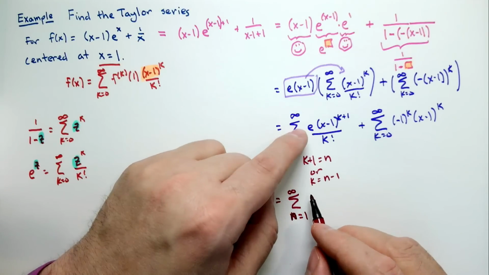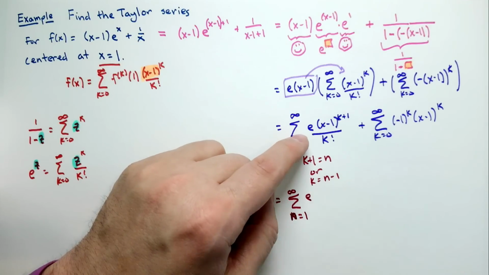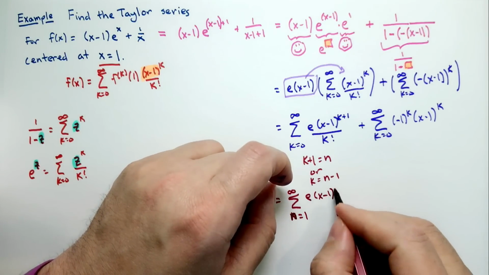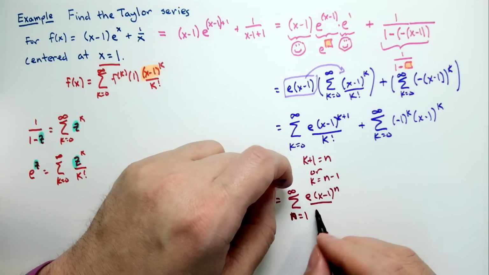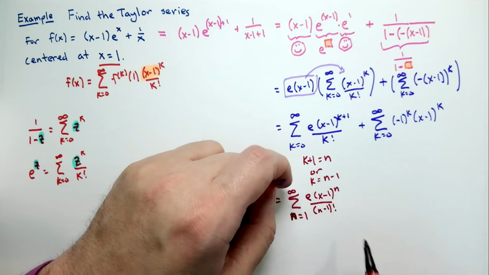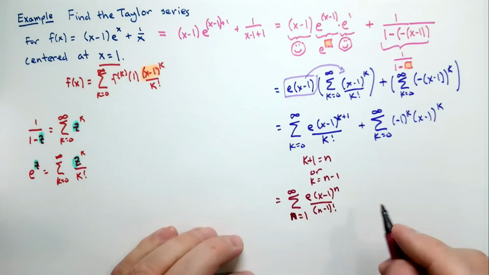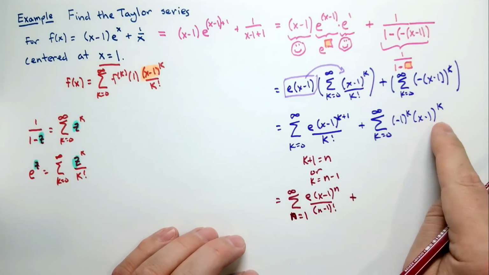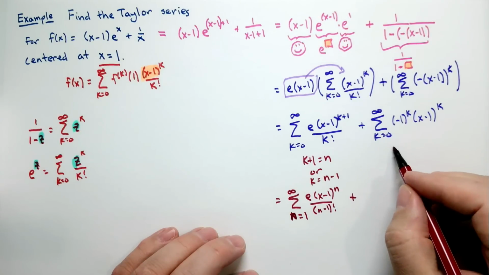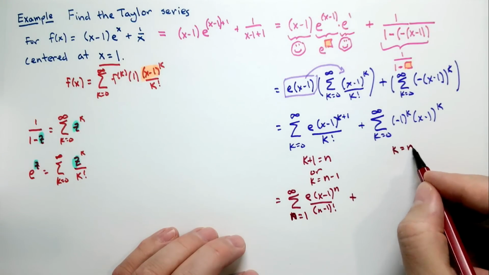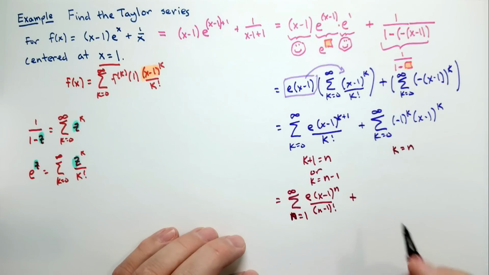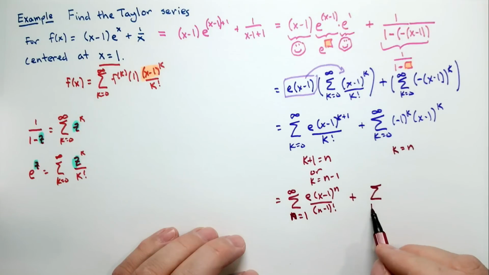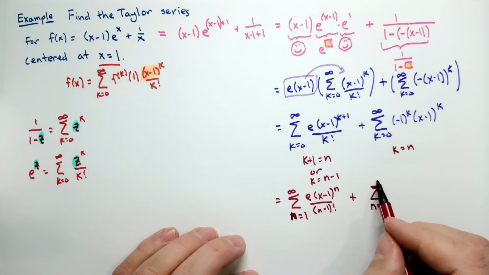Then the e, well, that doesn't involve k at all, so that's still e. And then I get x minus 1 to the power n. And then for k, I get n minus 1 factorial. Plus, now here, I'm happy with this. So what I'm going to do is I'm going to do what I call just a change of names. So I'm going to replace the k by an n. And that's perfectly fine.